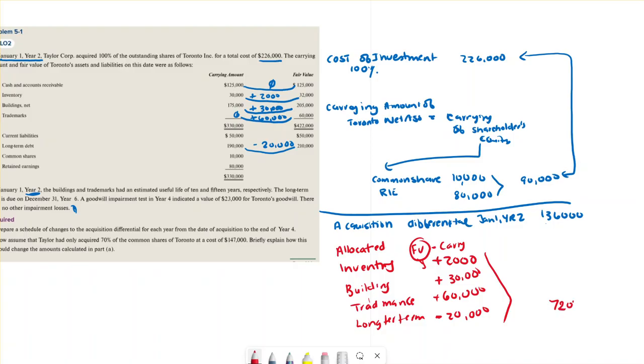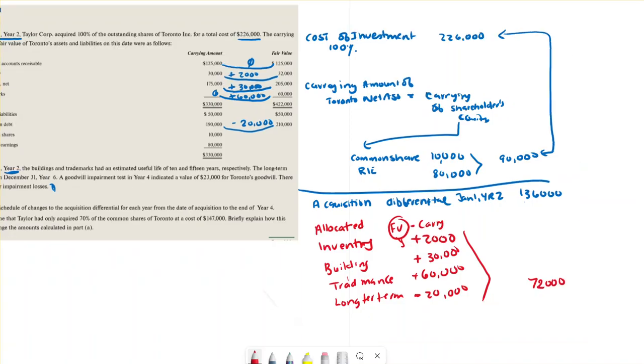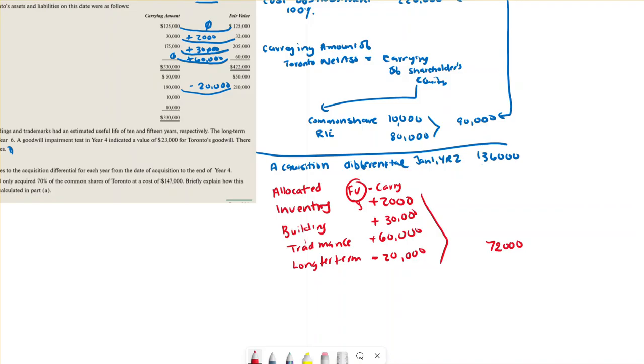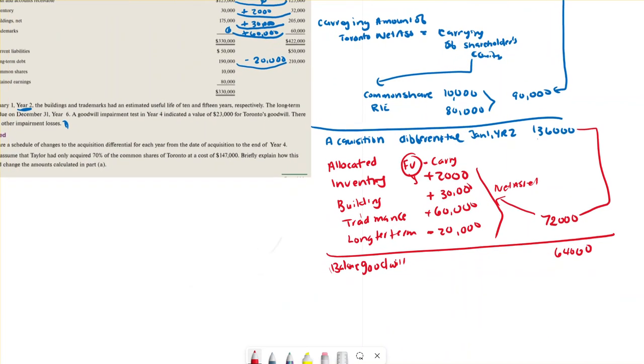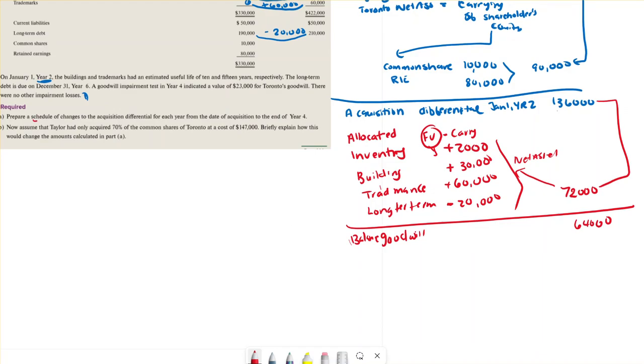And what I'm going to do is take a difference of add and subtract. I could have a positive difference or a negative difference. In this case, it is a positive difference. The acquisition differential was 136,000. From that, 72,000 is allocated to my net assets. And then what we are doing is the leftover will be my goodwill. So this is the balance. The balance will be called goodwill. And how much is my goodwill? My goodwill is 64,000.